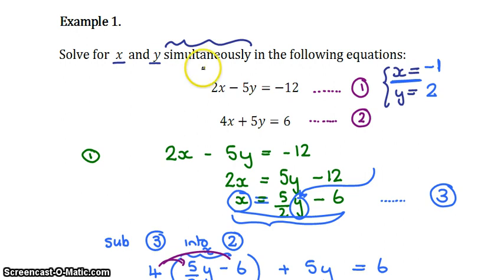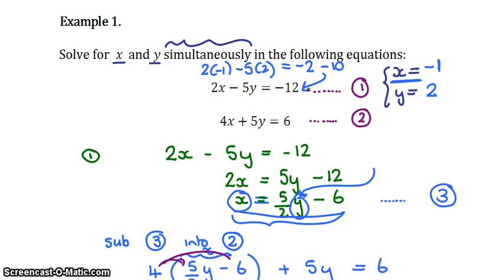Now, let me quickly check for you. 2 times minus 1 minus 5 times 2. What does that equal? Well, 2 times minus 1 is minus 2. Minus 5 times 2 is minus 10. And doesn't minus 2 minus 10 give you minus 12?